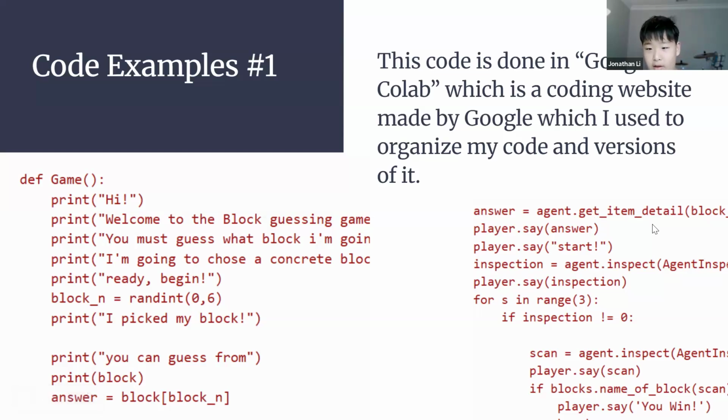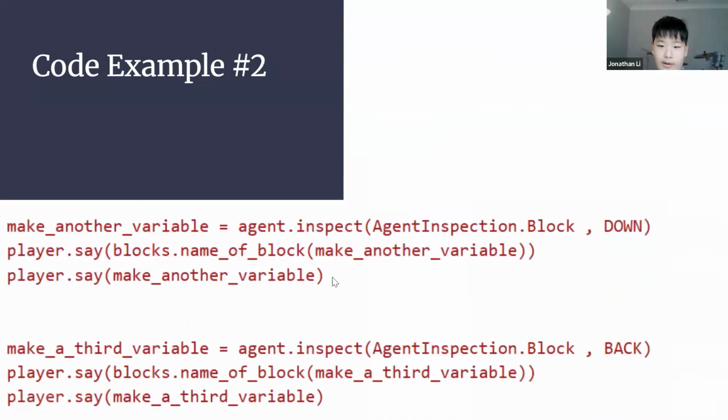This one gets the detail of a block. And then this is for testing, so it says the answer so I can test if the answer is right. Then inspect checks the block in front of it, and you get three attempts with a for loop. This is another code example that's not in my final project, but it did help show inspect and detect. Here the text inspects the block down, and it will say the name of the block and the block number. This one does the same thing, but it inspects back instead.